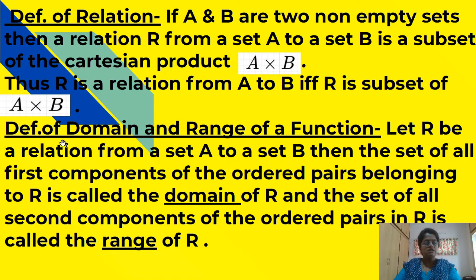Now we will see what is the definition of domain and range of a function. Let R be a relation from a set A to a set B, then the set of all first components of the ordered pairs belonging to R is called the domain of R, and the set of all second components of the ordered pairs in R is called the range of R. Now we will see examples of both, that is, an example of a relation, and an example of domain and range of a function also.